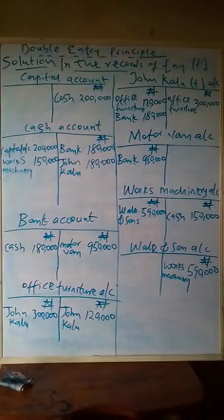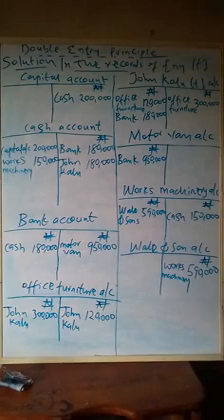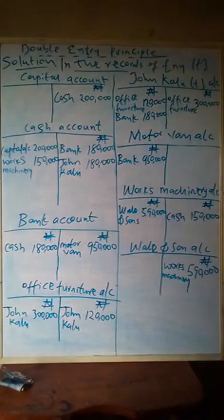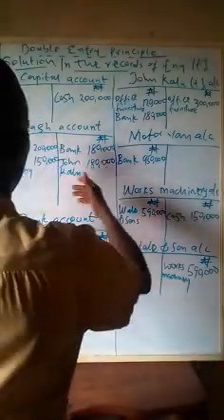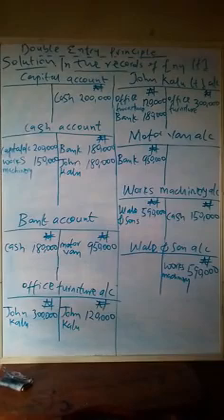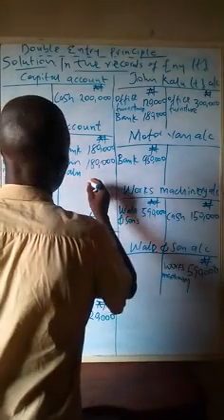Took 10,000 naira out of the bank and put it in the cash till. That is the last but not the least. This just involves cash and bank. Took 10,000 naira out of the bank.